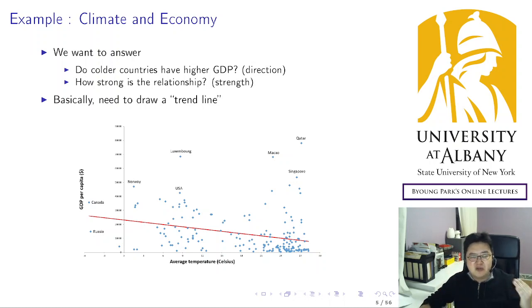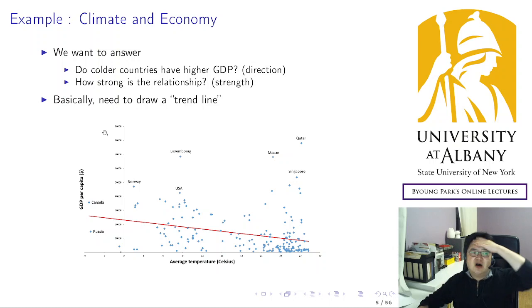Depending on the slope, you may say that colder countries have higher GDP per capita or lower GDP per capita. So it will show the direction of the tendency. And second, how strong is the relationship? The strength is how much deviation each country has from the trend. Here, say Luxembourg is very far from the trend, and Qatar is also very far.